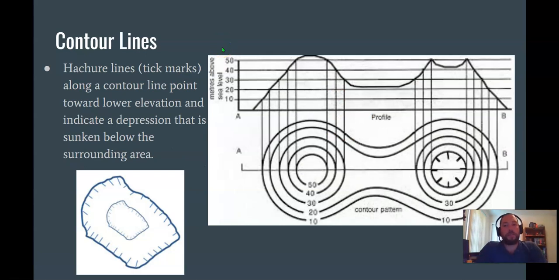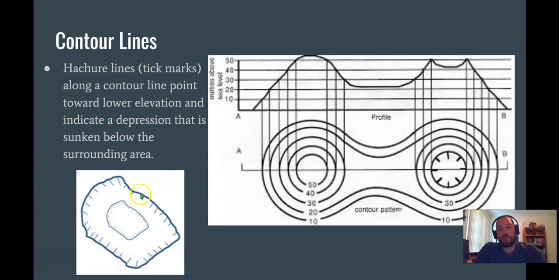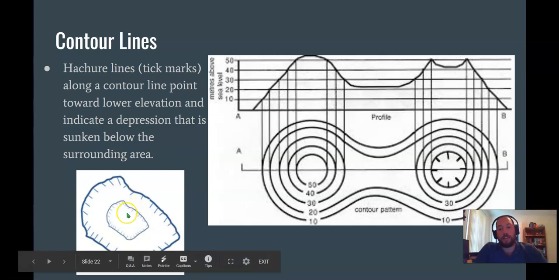Another aspect of contour lines are known as hachure lines or tick marks. Hachure lines indicate a depression or a drop in elevation. If you look at the example down here in the bottom left, we have a contour line with these little hachure lines or tick marks, and those indicate that there is a drop in elevation in the direction they point. So if we start at this line, as we move towards the center, we're dropping in elevation. Same for up here.